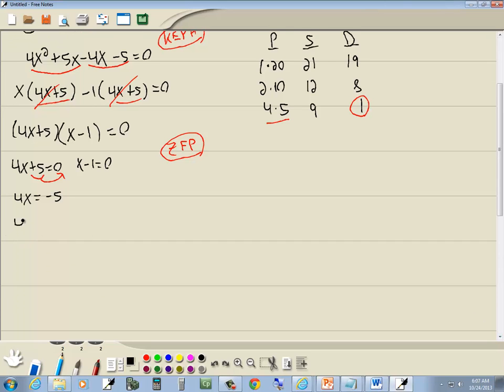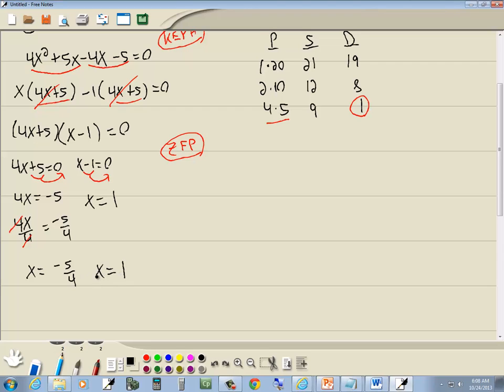Then we want to divide both sides by 4 to get x by itself. Now this 4 cancels that 4, and we've got x is equal to negative 5/4. This side's a lot easier. Take the negative 1 over to the right side, and we end up with x is equal to a positive 1.